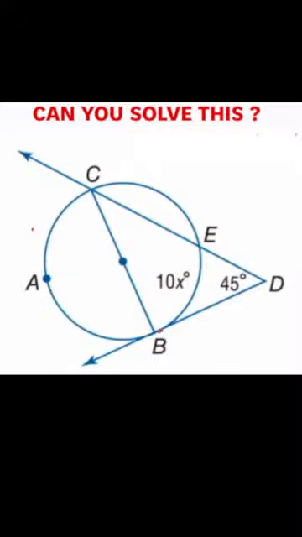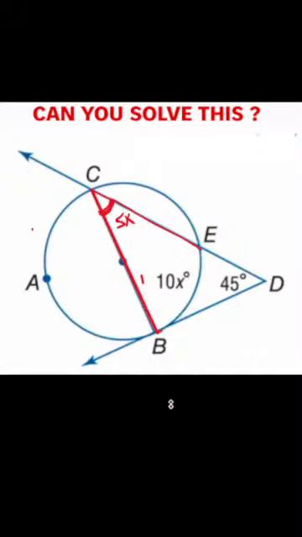If this is 10x, I told you this is an arc measure. This is nothing but the same as the angle subtended by this arc at the center. This is also going to be 10x, right? Now if this is the angle subtended by this arc at the center, then this is the angle subtended by the same arc at the circumference. So this angle is going to be half of it. So if this is 10x, this is going to be 5x, right?